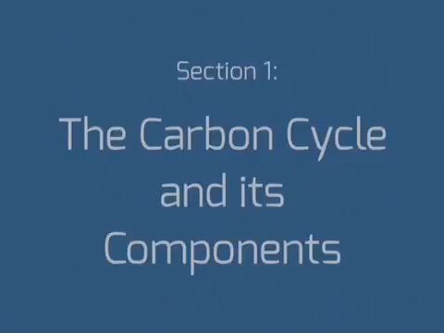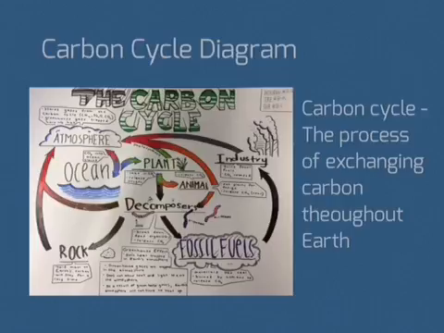Section 1, the carbon cycle and its components. Here's an example of the carbon cycle diagram. The carbon cycle is a process of exchanging carbon throughout the Earth.